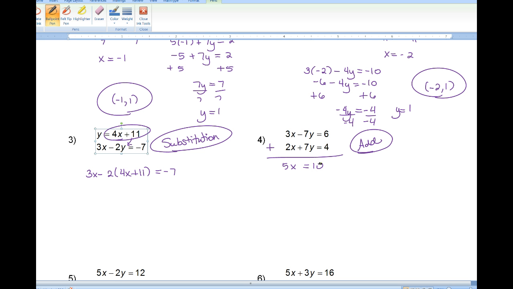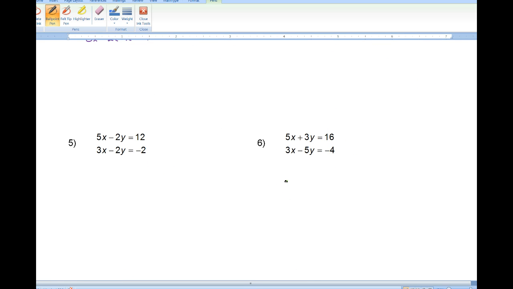Remember, our goal in each and every one of these, except for graphing, is to get rid of one of the variables, like to get rid of the y. Even with substitution, I got rid of the y. What would you do for number 5? Subtract, because they have the same sign. So this would be a minus. We'd make that into a plus and this into a plus. So we'd get 2x equals 14, and then you could continue.